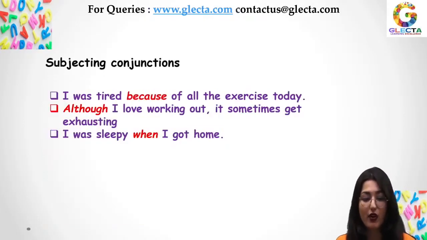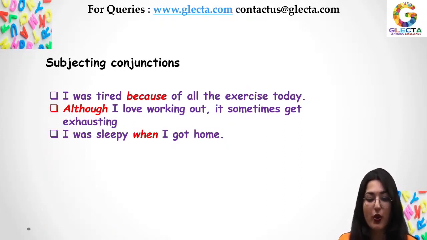Now, there are also some sentences showing it. I was tired because of all the exercise today. The second sentence is, although I love working out, it sometimes gets exhausting. The next sentence is, I was sleepy when I got home. These words are showing subordinating conjunctions.